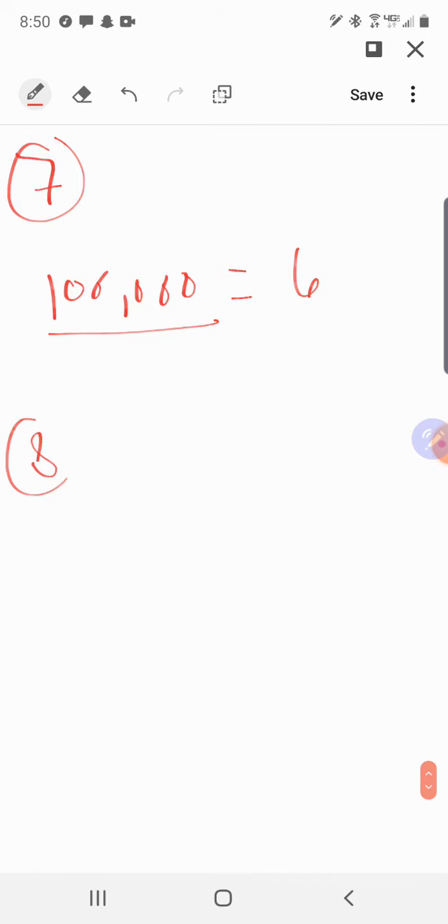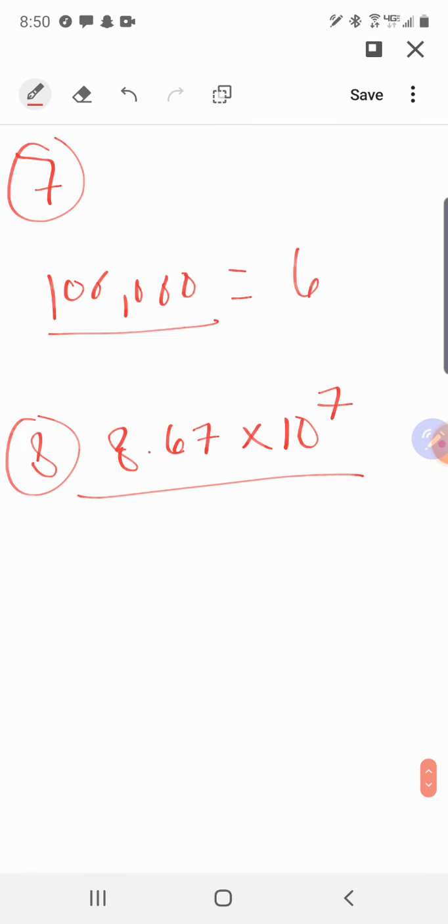Number 8, it says, which one of the following represents 8.67 times 10 to the 7th in standard form? All right, so remember, standard form is when you write the number out of scientific notation. Right now, this problem is in scientific notation. So if I was to write 8.67 times 10 to the 7th, this is scientific notation form.